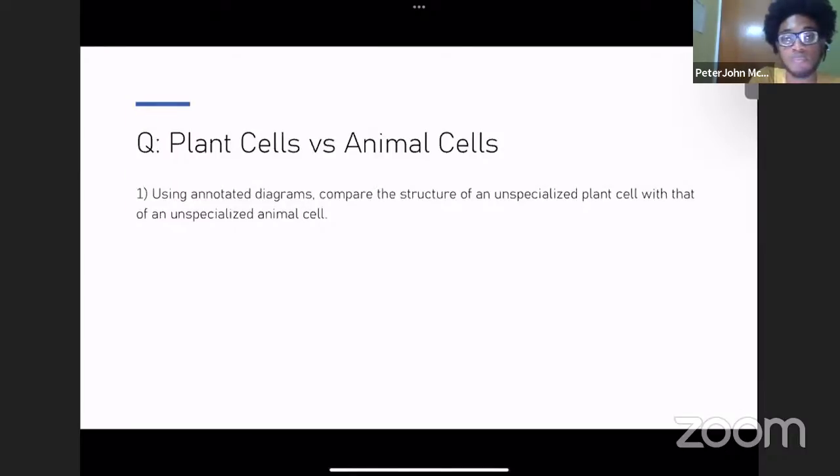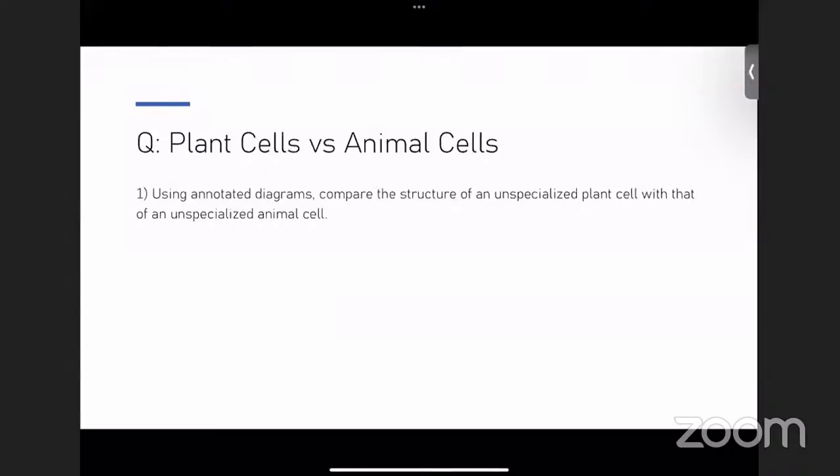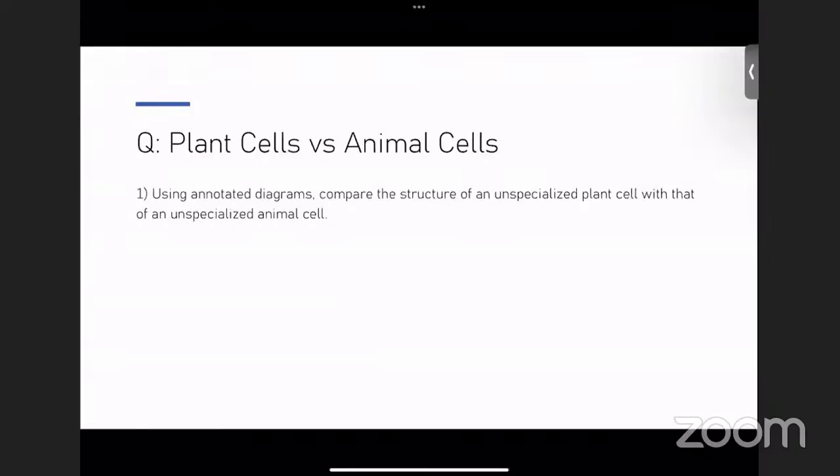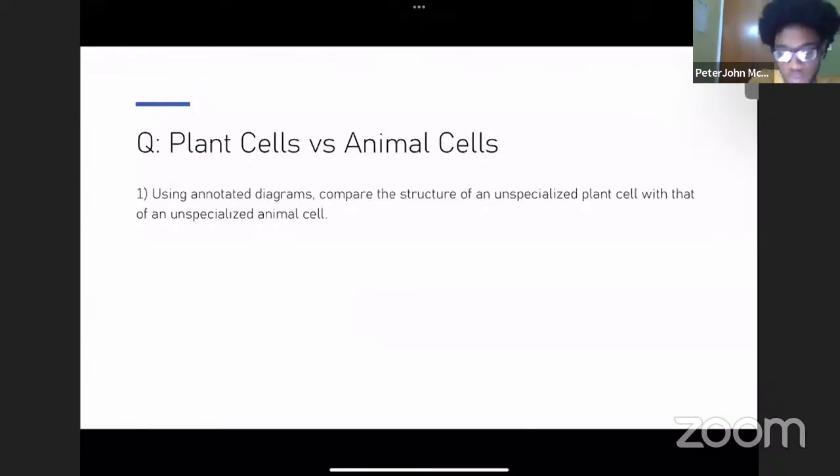All right, can someone please read the question? Using annotated diagrams, compare the structure of an unspecialized plant cell with that of an unspecialized animal cell. All right, so we're gonna start drawing our cells. So if I was to draw a plant cell, how would I draw it? How would I start?